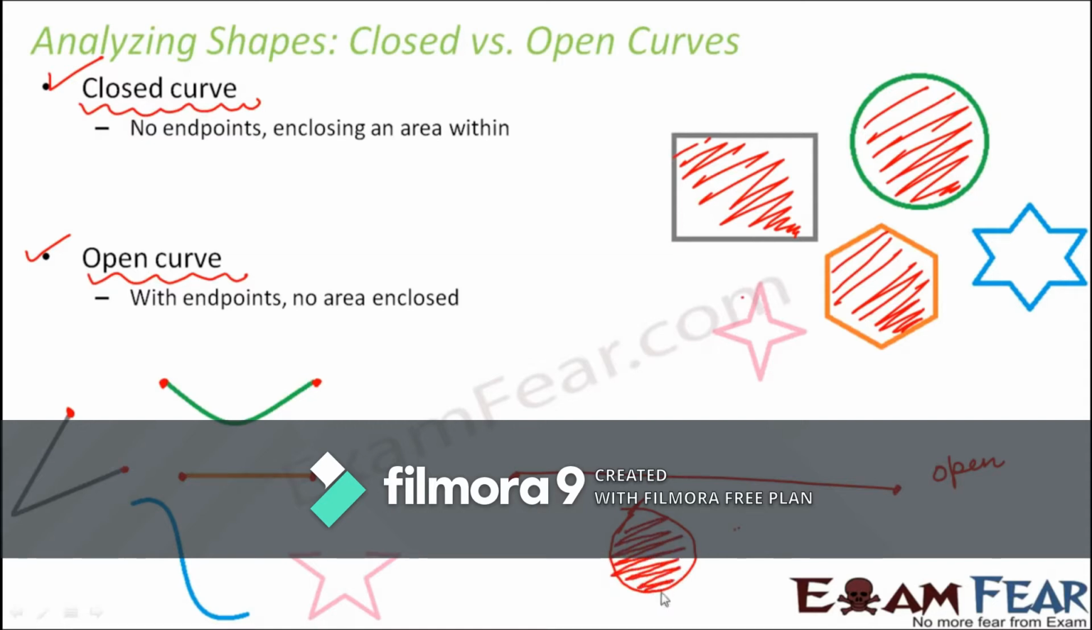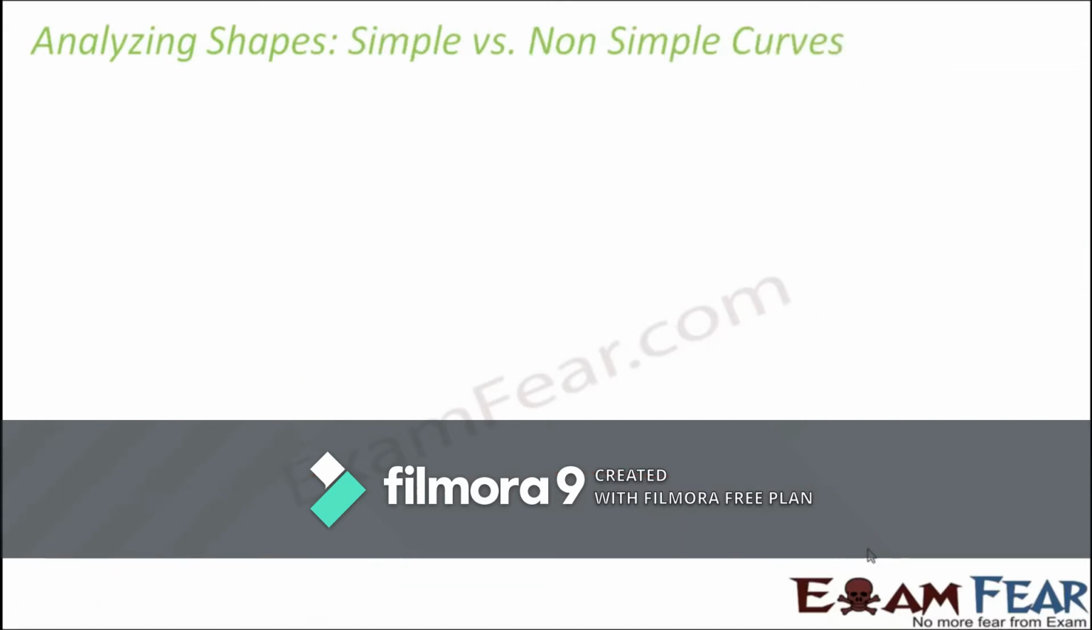So this is the area enclosed by this rope. So in this case, what kind of curve is this? This is a closed curve. So this is how we can distinguish between open curve and closed curve.